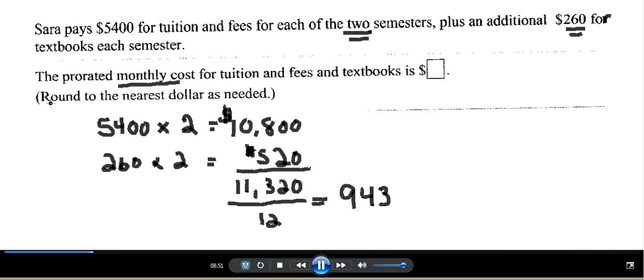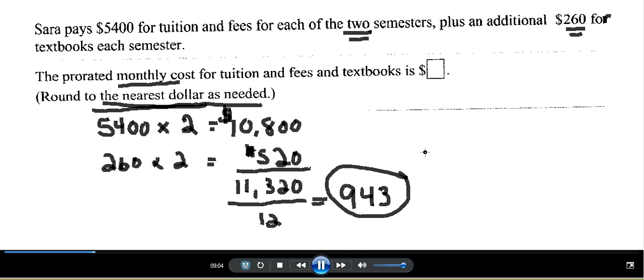Okay, remember to round it. This is saying round to the nearest dollar as needed. Okay, pay attention to that, what they're asking you to do with that, as far as rounding goes. Okay, done with number 3.